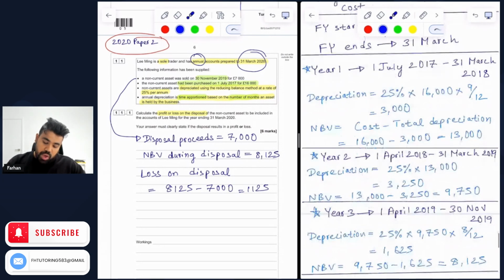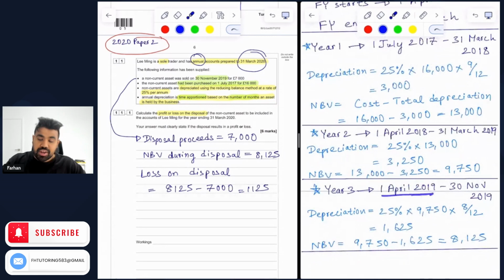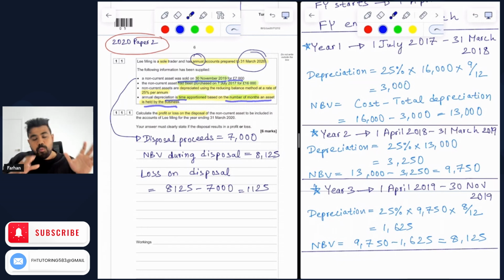Now let's move on to year 3, which is the final year of usage. Year 3, as we understand, will start on 1 April 2019, but in this case will end on 30 November 2019. Why is that so? We understand that the asset was sold on 30 November 2019 for £7,000. And we also understand that when you want to find the depreciation, you calculate it based on the number of months the asset was actually used in the business. So from 1 April 2019 until 30 November 2019, we have 8 months in total, which are April, May, June, July, August, September, October, November.